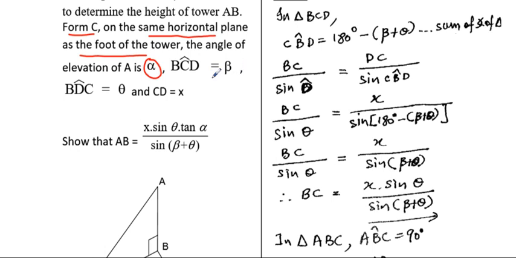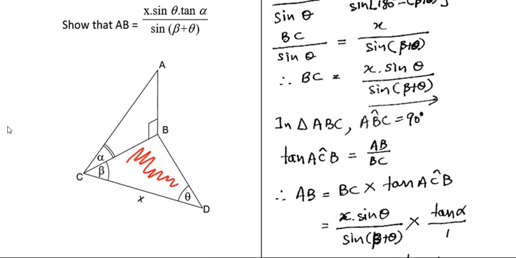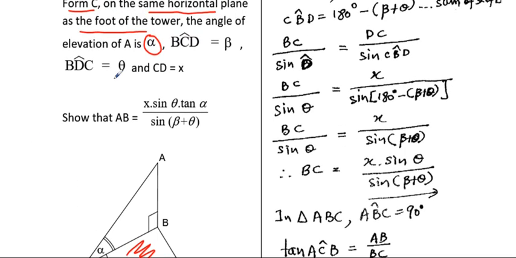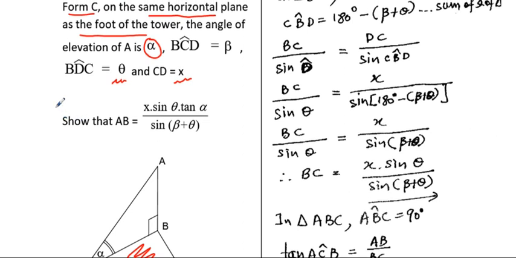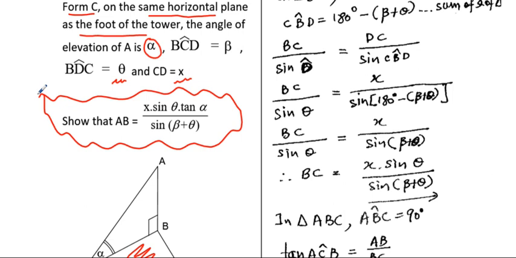Angle BCD is beta. Once again, that's a horizontal plane. And they're giving a third angle, which is angle BDC, which is theta. And they're giving you a variable for the length of the side, which is CD. Once again, can you see no numerical values? It's a common practice for examiners to do that. Can you see the question? This is an identity type of question.